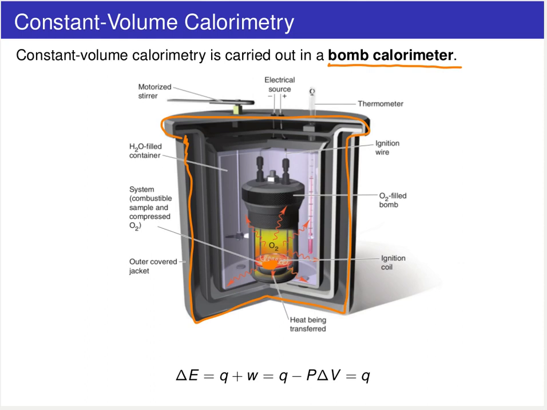And all that thermal energy, because of the thermal insulation in orange here on the outside, will remain inside of that calorimeter. And then if, during the course of a separate experiment, you know the heat capacity of that calorimeter, you can monitor the change in temperature, and then figure out how much energy must have been released by that sample that you combusted.